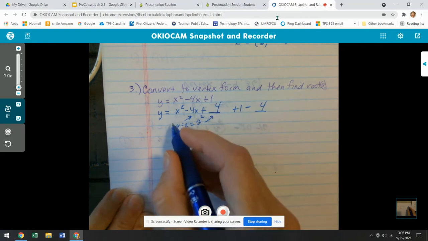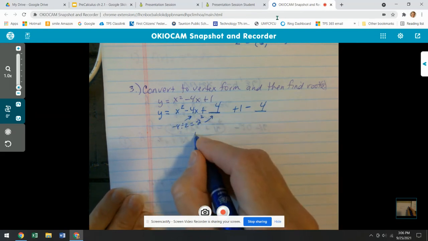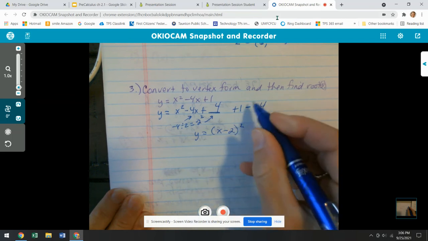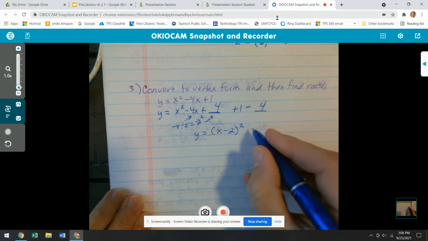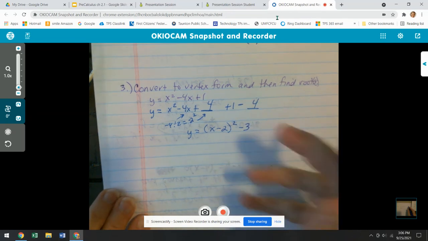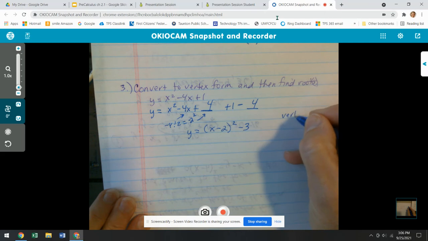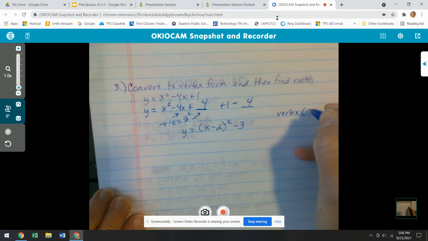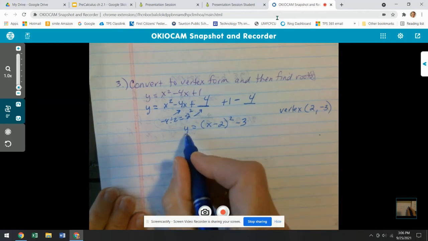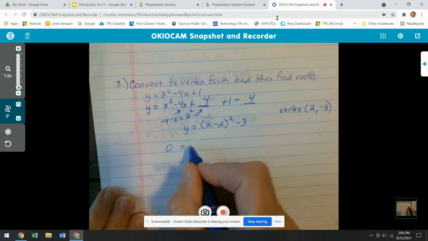Okay. When I take my next step, y equals (x minus 2) squared. And when I combine this part, plus 1 minus 4 gives me minus 3. So that is vertex form right away. I know that the vertex is going to be at (2, negative 3). So that's a help. And now if I wanted to get the roots, I'm going to take out the y and put in a 0.